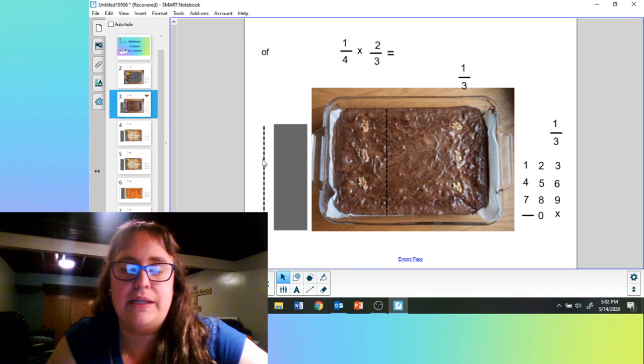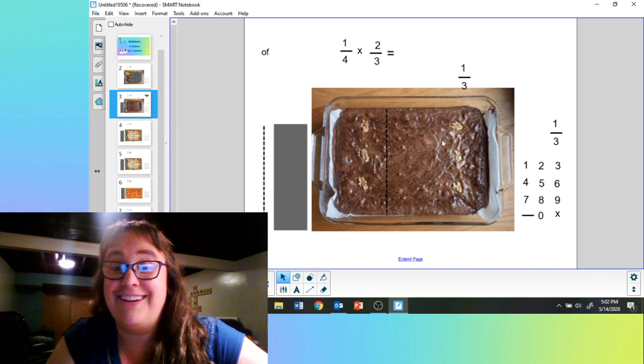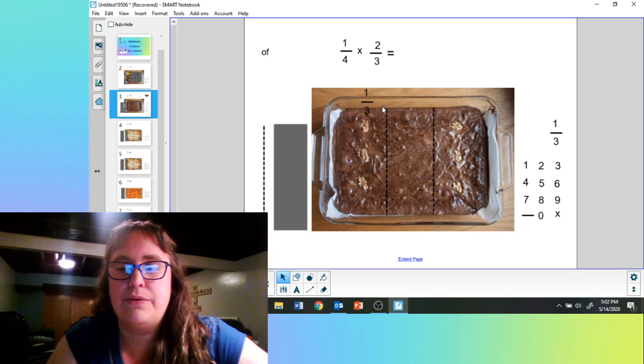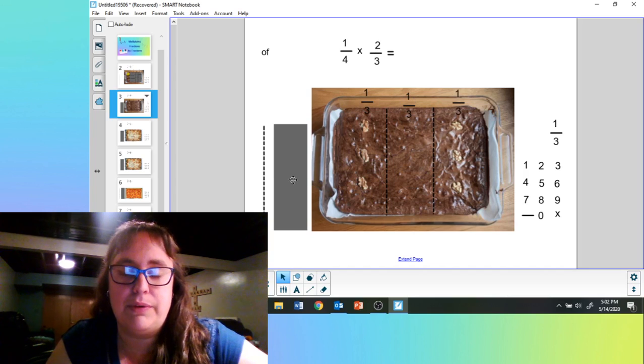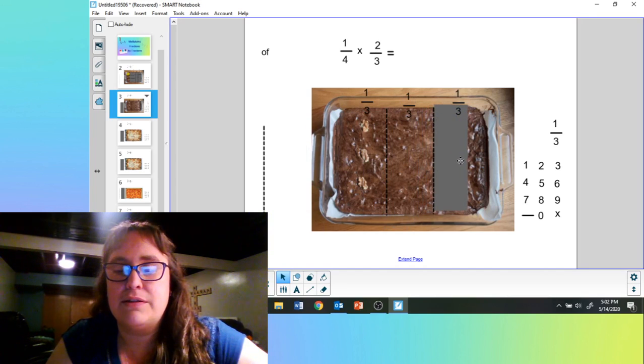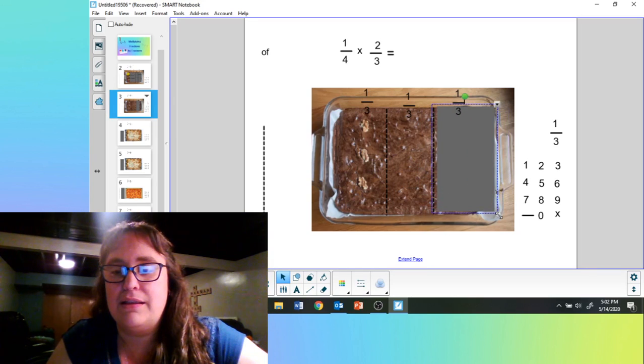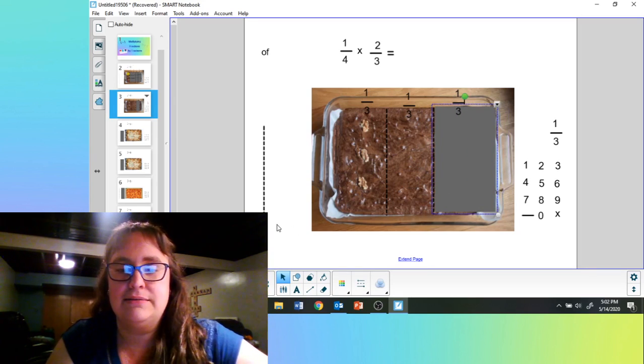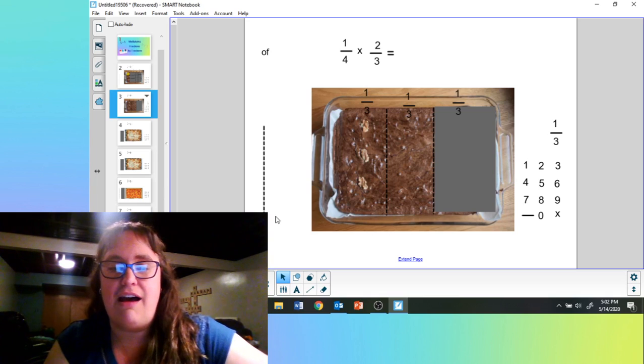Must have been you guys were eating these brownies right before bed and afraid to eat too much before bed. Close enough here. We'll label this. This is 1/3, 2/3, and 3/3. But this time, 2 out of the 3 were left. So this is the only portion of the brownie pan that's empty. This is how much that got eaten. So this is how much that's left.